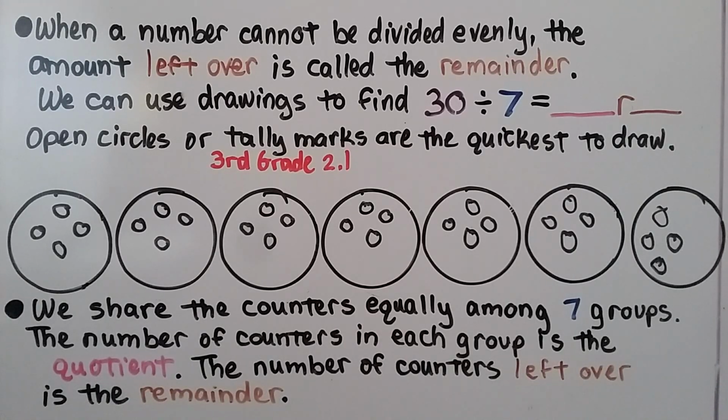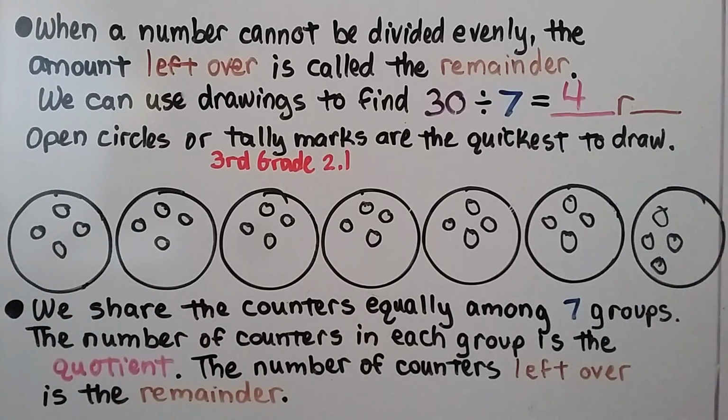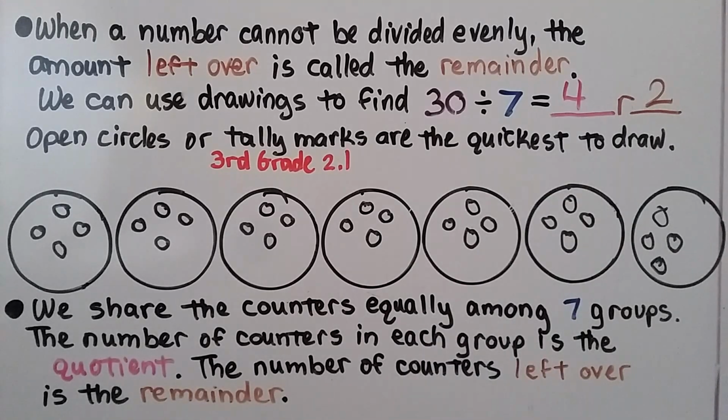We share the counters equally among the 7 groups. The number of counters in each group is the quotient. So we have 4 in each group. But we only got to 4 times 7, which is 28. And the number of counters left over is the remainder. So we have 28, 29, 30. We have 2 left over. 30 divided by 7 is equal to 4, remainder 2.